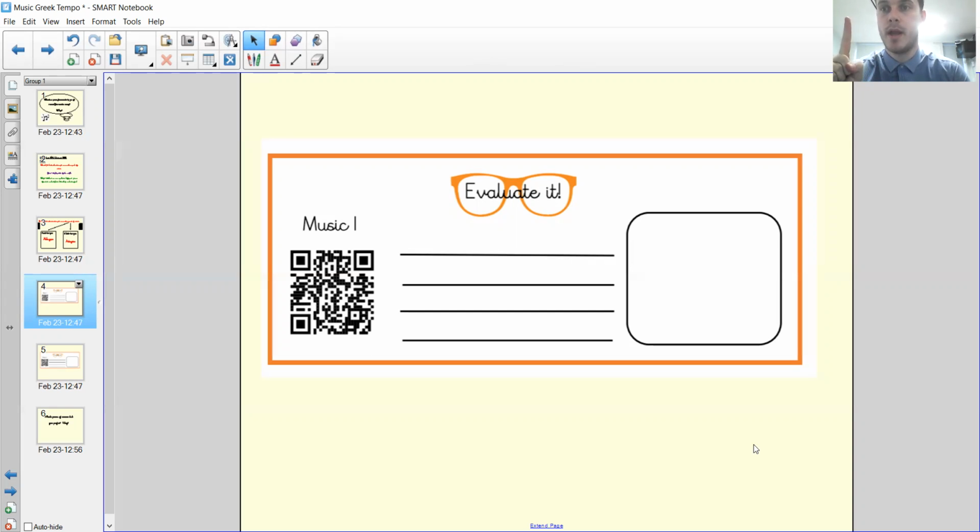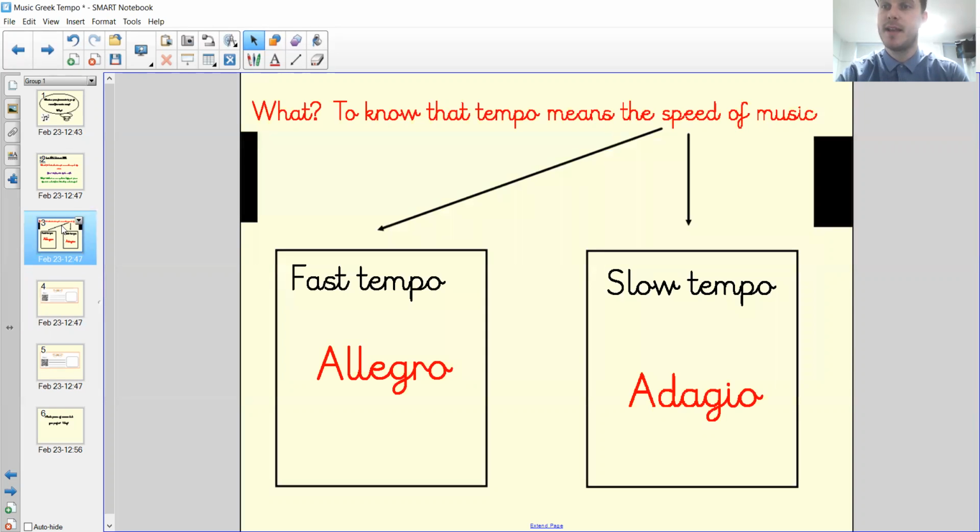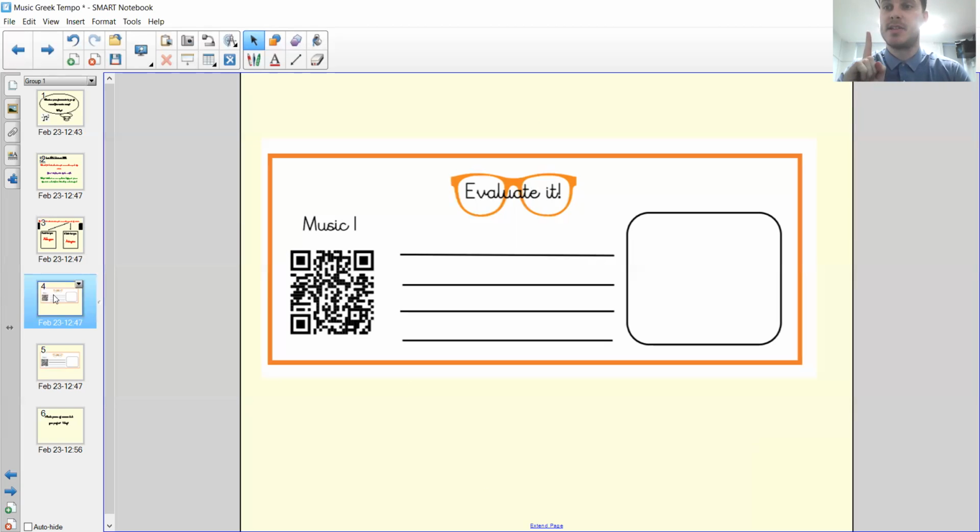Sentence number 1, you are going to tell me the tempo of the music using our new vocabulary. If you think the tempo was fast, you're going to say it was allegro. If you think it was slow, you're going to use adagio. So you can say the tempo of this piece of music was allegro or adagio because it was slow or fast, whatever you think. Your second sentence is going to be about your emotions. How did this piece of music make you feel?